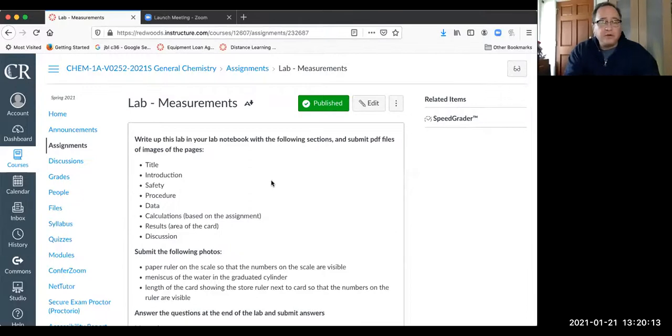So here we go. So share screen. I want to show you this screen. We're going to be learning a lot about how I want labs to be written up in the lab notebook, and also some information that you would normally learn from the textbook or in lecture, but I also use lab time to help explain that.